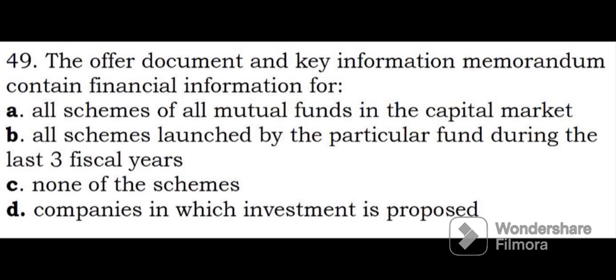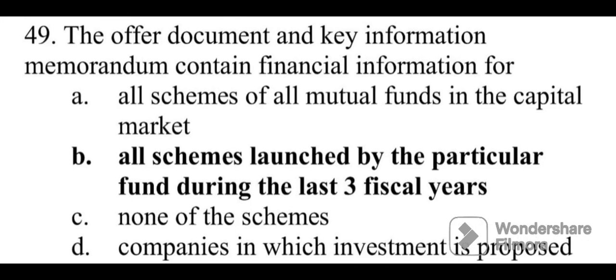Question 49. The offer document and key information memorandum, that is KIM, contain financial information for: A. All schemes of all mutual funds in the capital market. B. All schemes launched by a particular fund during last 3 fiscal years. C. None of the schemes. D. Companies in which investment is proposed. So the answer is B. All schemes launched by the particular fund during last 3 fiscal years. Because you can have a certain parameter to compare the offering.